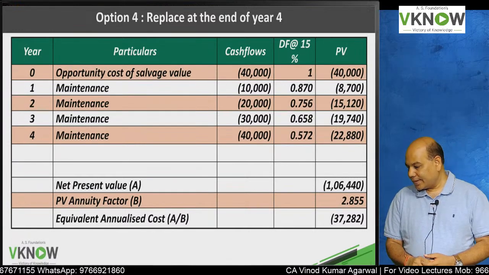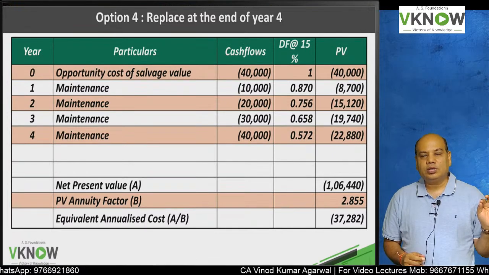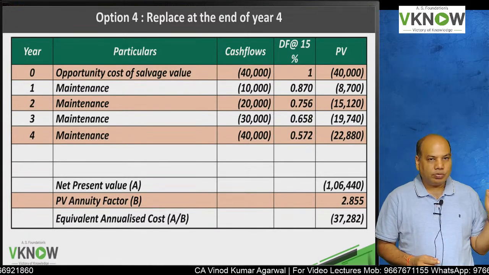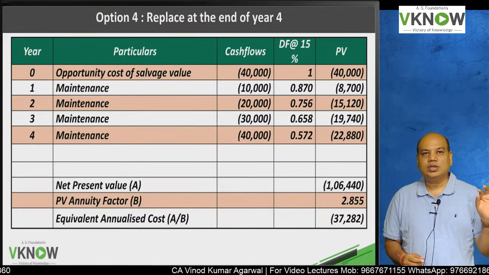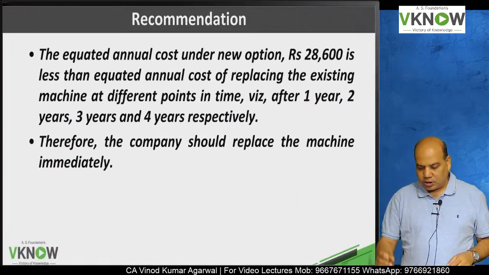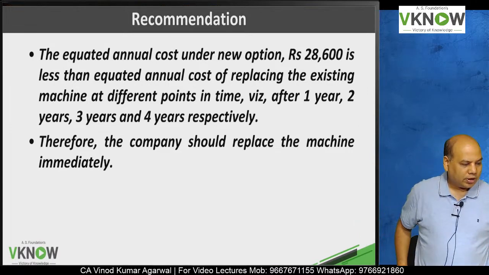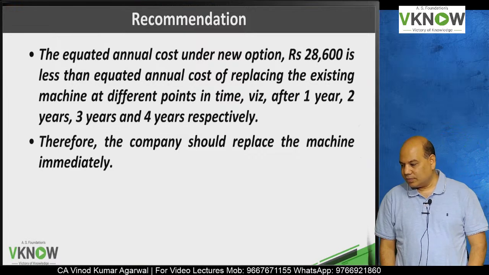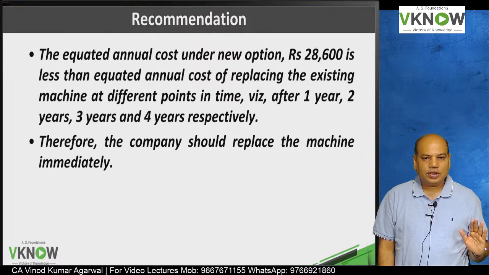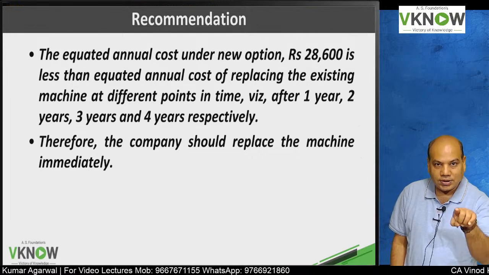Okay. Which is the lowest EAC? The new machine is the lowest EAC. If the new machine's EAC is lowest, what will be your conclusion? The conclusion will be that you will replace the old machine now. Write down the recommendation, and you will find your conclusion is the same, whether you go by method 1 or method 2.